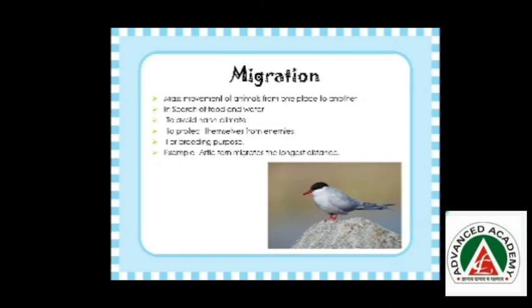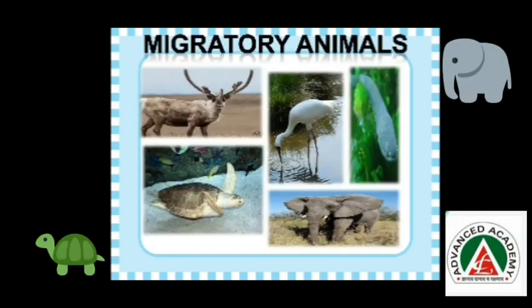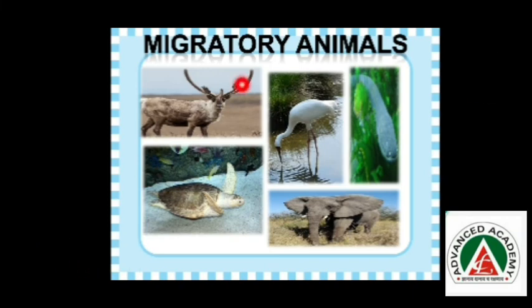Apart from the Arctic tern, some more animals also show the phenomenon of migration. African elephants, grey whale, olive ridley turtles, caribou or deer show migration. This is the caribou deer. This is the olive ridley turtle, Siberian crane, eel and African elephants. They show the process of migration.